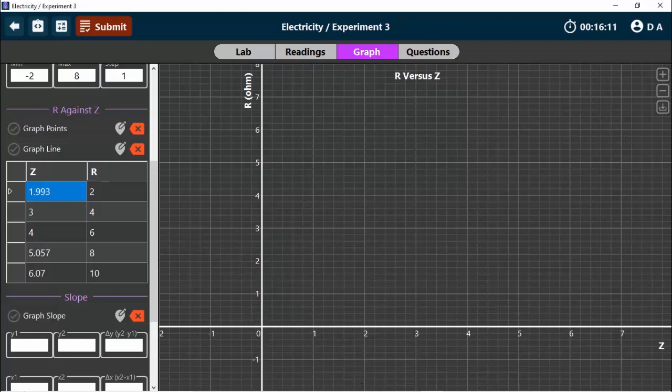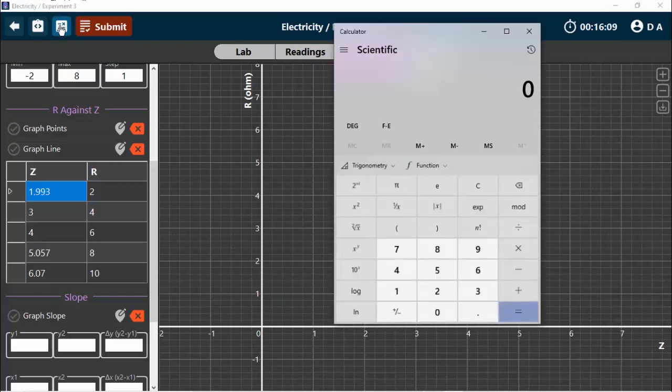Then the next thing you want to do is to take the difference between the maximum value on the x-axis, on the table, which is 6.07 minus 1.993. Once you've got that difference, divide it by the number of divisions minus 3. That 3 is to give room for some kind of padding. So you want to divide that 4.077 by 7. Whatever you get, then you round it up.